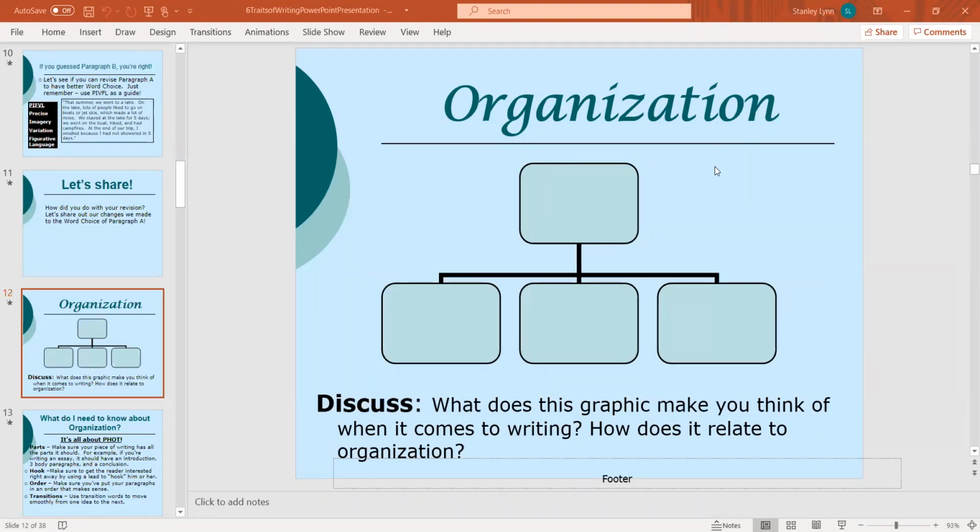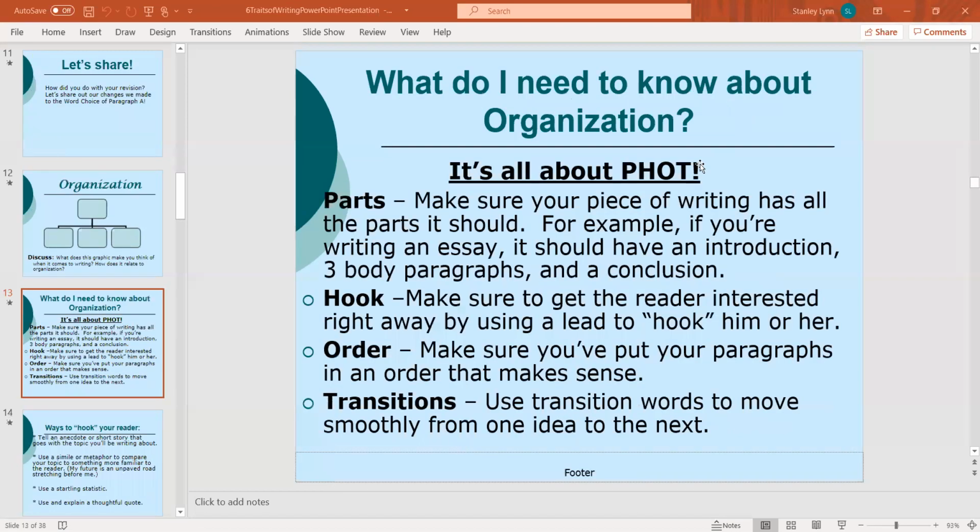Organization. What does this graphic make you think when it comes to writing? How does it relate to organization? Okay, what do I need to know about organization? It's all about PHOT, parts. Make sure your piece of writing has all the parts that it should have.